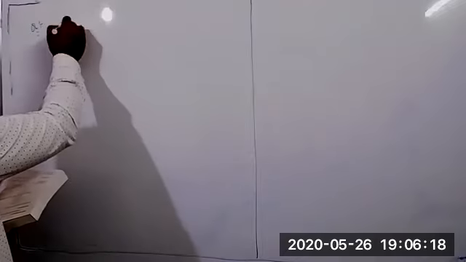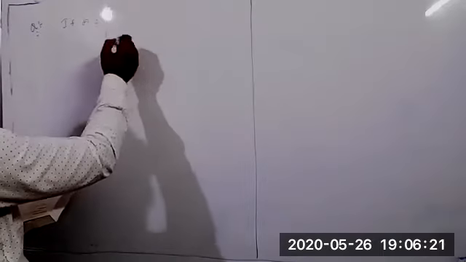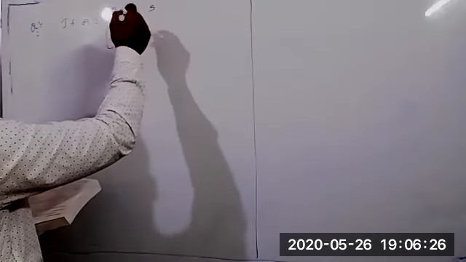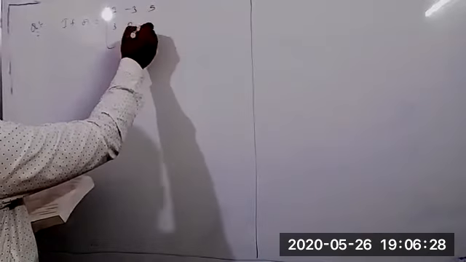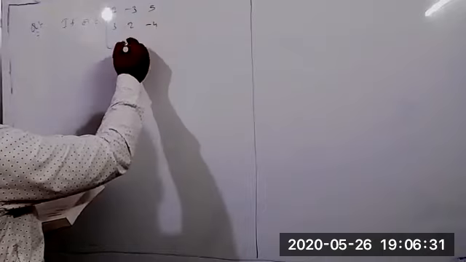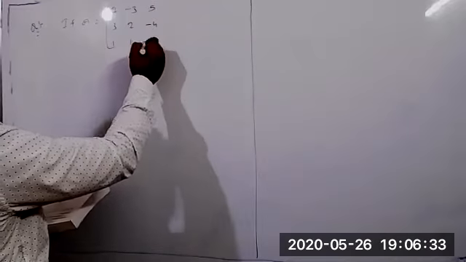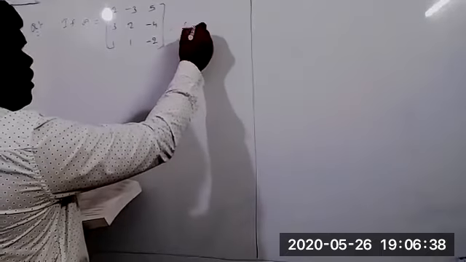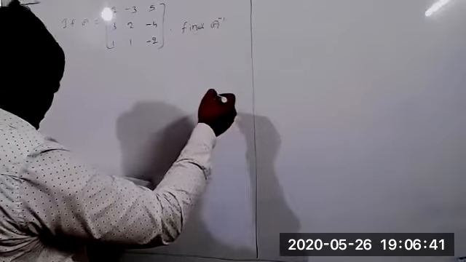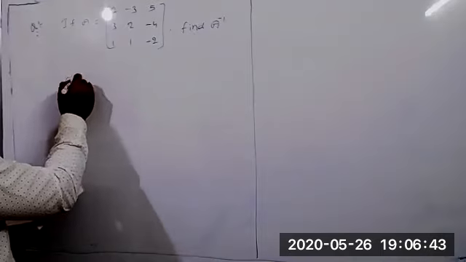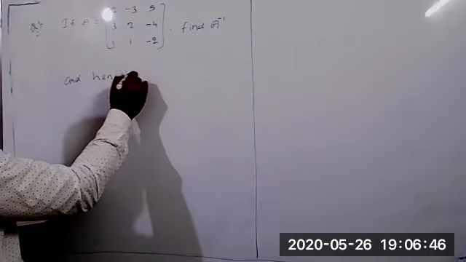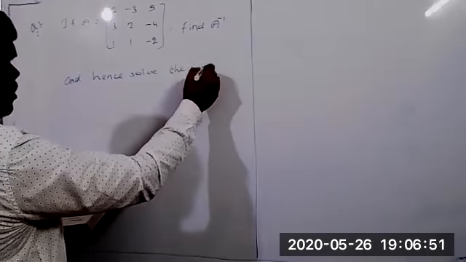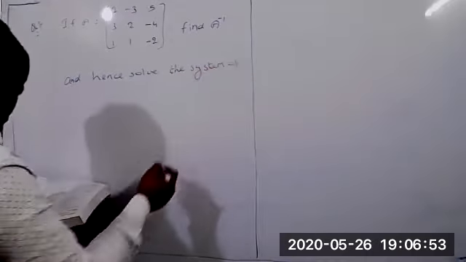If A equal to the matrix 2, minus 3, 5; 3, 2, minus 4; 1, 1, minus 2, find the A inverse, and hence solve the system of equations.